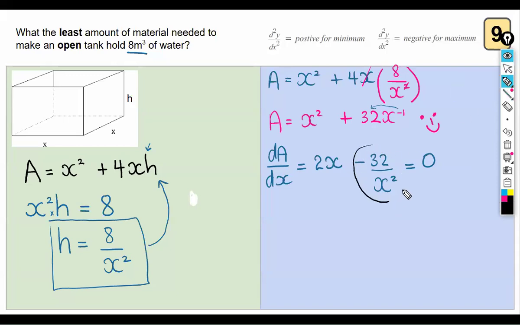Remember, this is minus 32 over x squared. And if I throw this over, I will get 2x is equal to positive 32 over x squared, because this whole expression is negative and I throw it across. And you all could now cross multiply and solve for x. Remember, when you throw across a squared you just get a square root, and when you throw across a cube, you get cube root. The opposite of squared is square root, and the opposite of cube is cube root. I hope that helps.